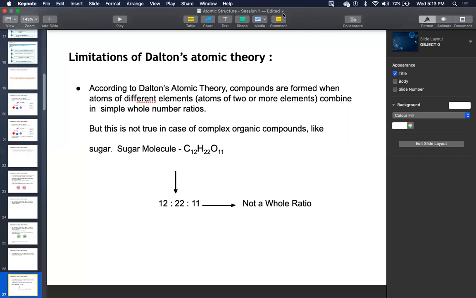Sir, what does simple mean? Okay, I think that means like 1:2:3, something like that. One will come. Understood? Multiple. Oh, it should be multiple. Okay, okay.